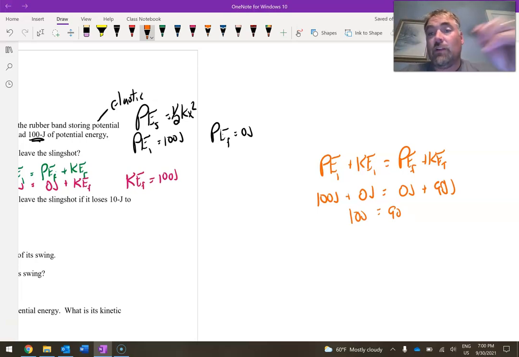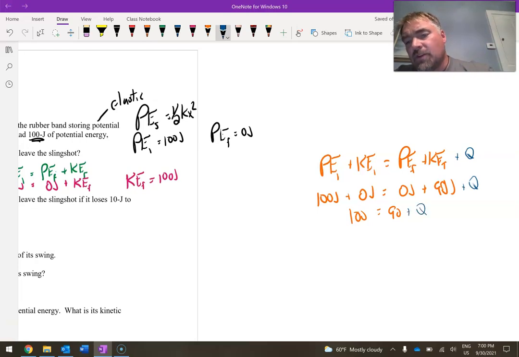So what this means is we lost some energy due to friction. So I'm going to put it as a plus Q. I go back and I say, okay, plus Q, plus Q, plus Q. That Q is the energy that is lost to heat, light, sound, friction, something like that. And I can solve for the Q, and that's going to equal 10 joules.